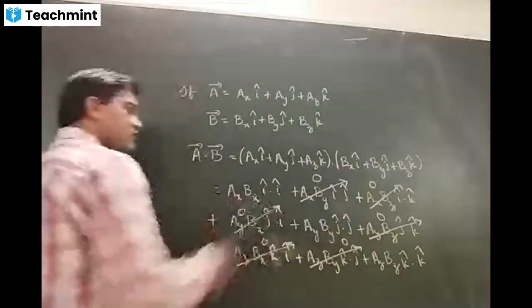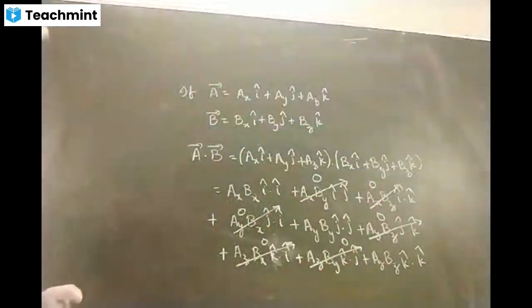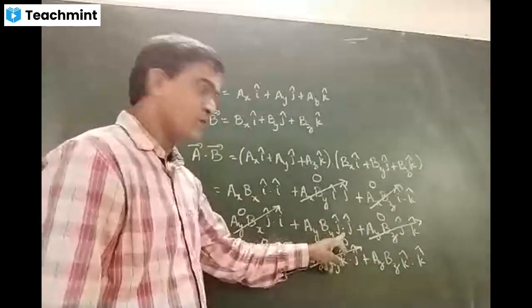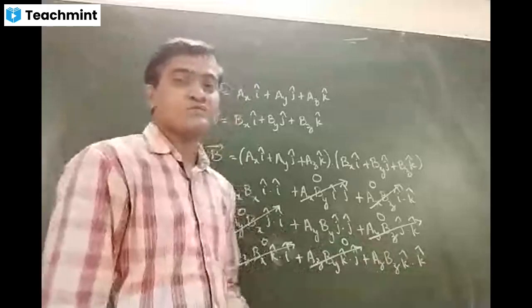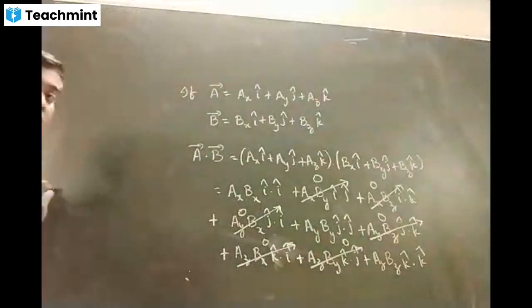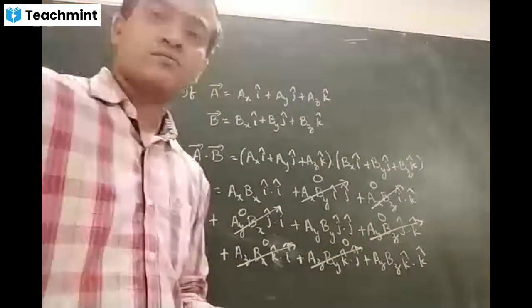But I cap dot I cap is 1, J cap dot J cap is 1, K cap dot K cap is 1. So A bar dot B bar is equal to AX BX plus AY BY plus AZ BZ.